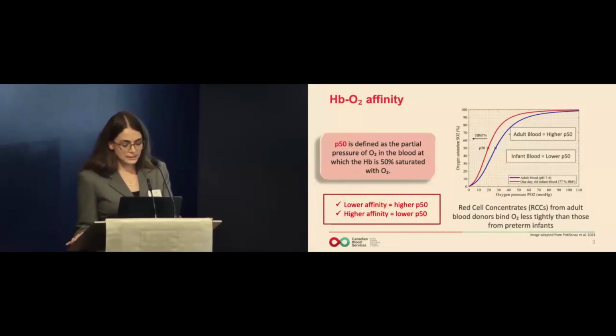On the right side, you can see a graph which we get from a Hemox analyzer. The blue line shows the P50 of the adult red blood cells, and the red line shows the P50 of the infants. You can see that the P50 of the adult red blood cells is higher than the infants. A higher P50 means lower hemoglobin oxygen affinity, and a lower P50 means higher hemoglobin oxygen affinity. So after blood transfusion from adult donors to infants, the red cell concentrates will bind oxygen less tightly than those from preterm infants.